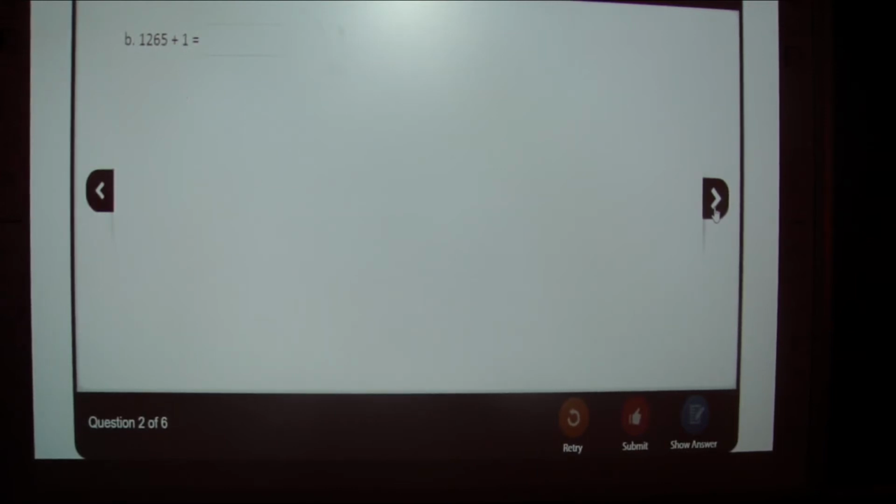The next one: 1265 plus 1. It is a successor. We want the successor of 1265. 1265 plus 1 is equal to 1266. 5 plus 1 is equal to 6.